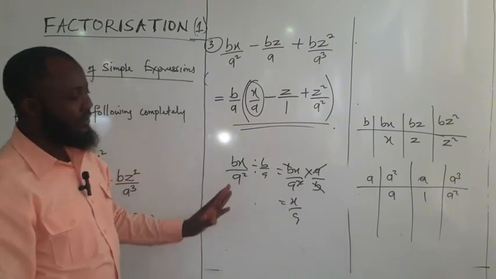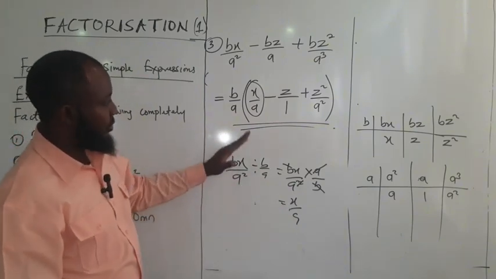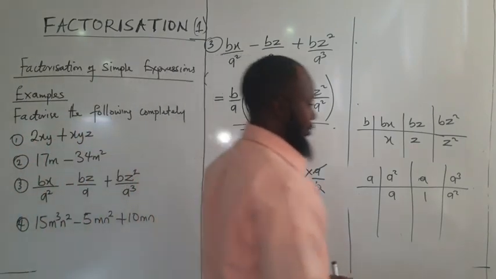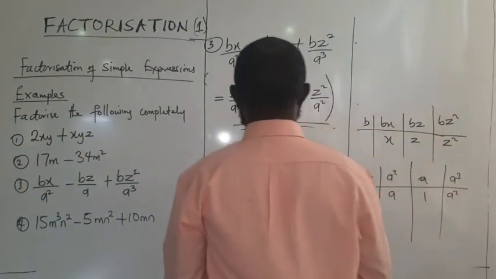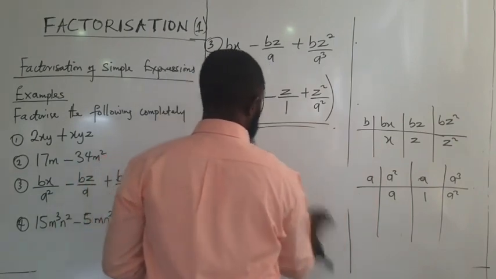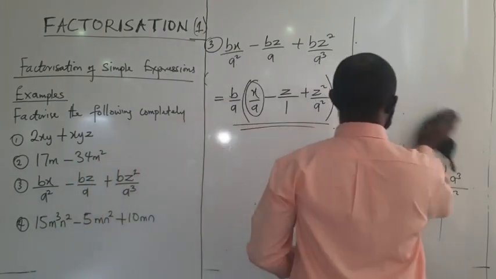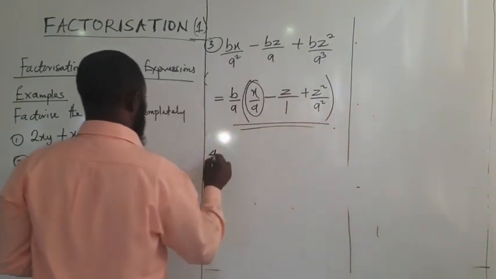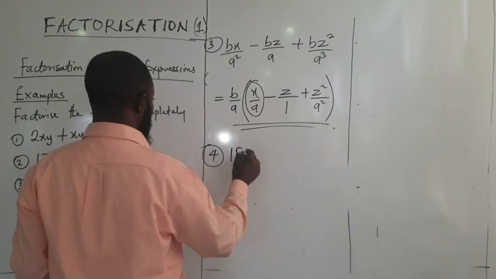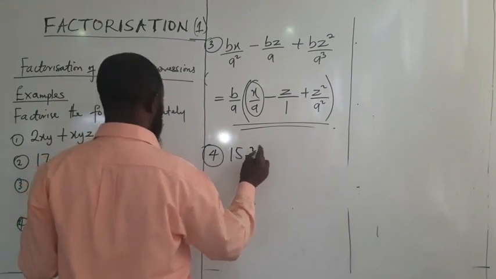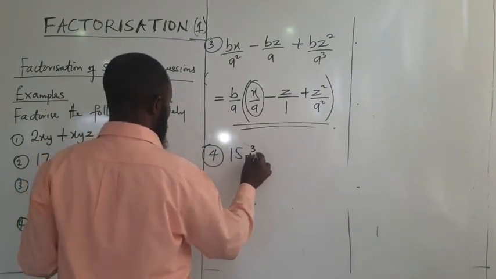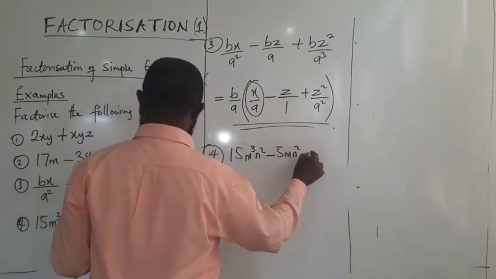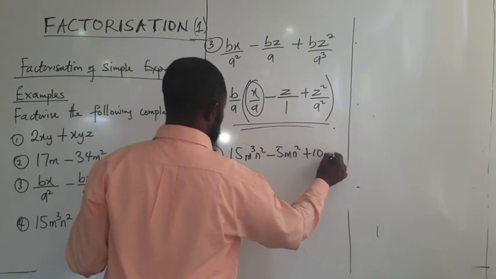So you can do this. It's very simple. Just take your time to look at the process one by one. Is that clear? So let's move to the third one, the last example that we have here. The last example, we have 15 m squared m cubed n squared minus 5 n squared plus 10 mn.